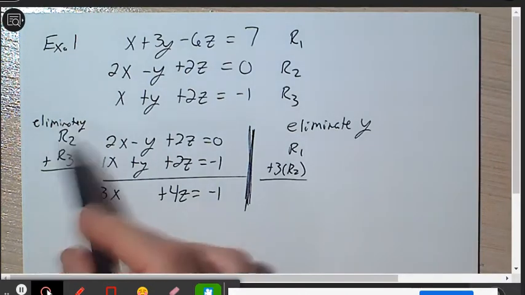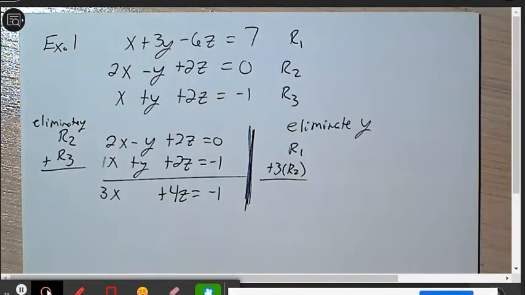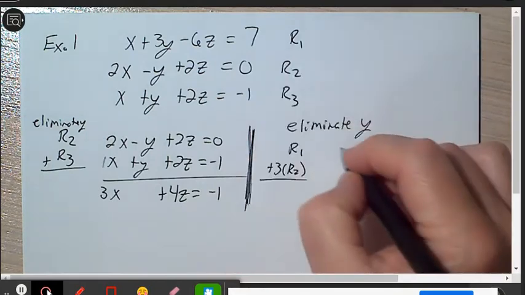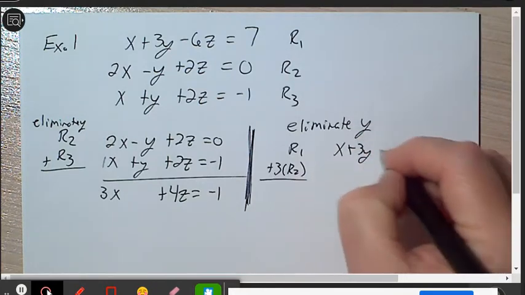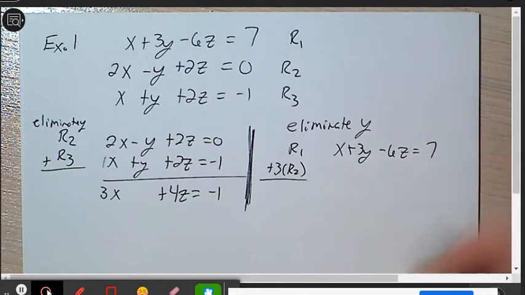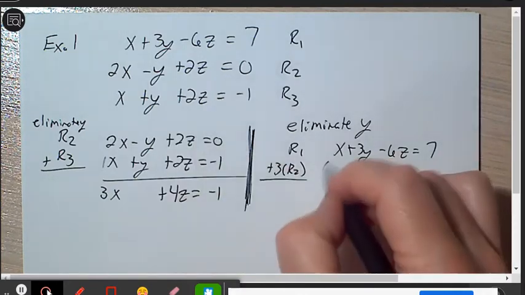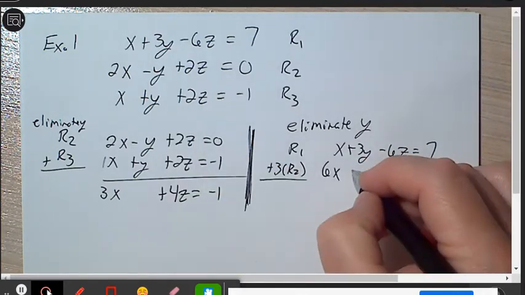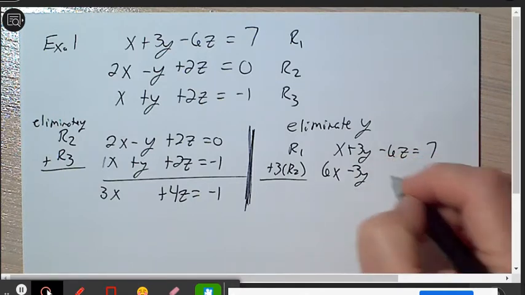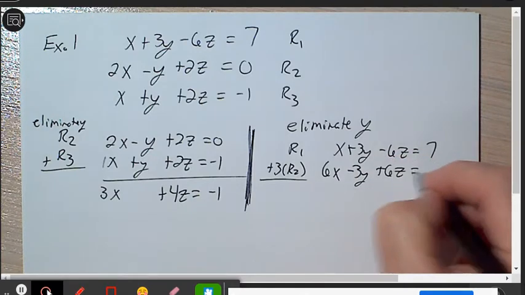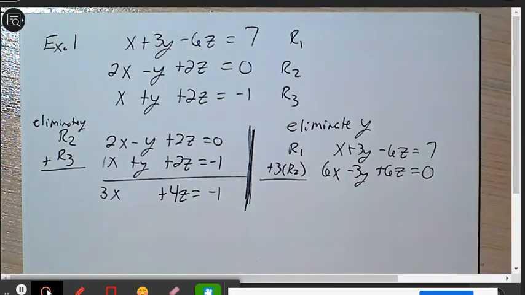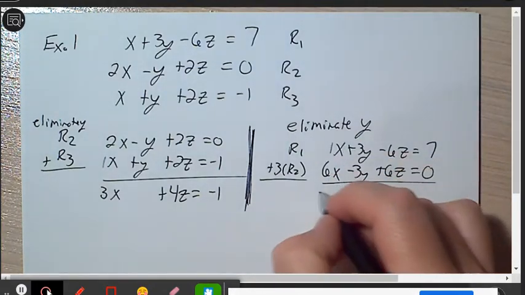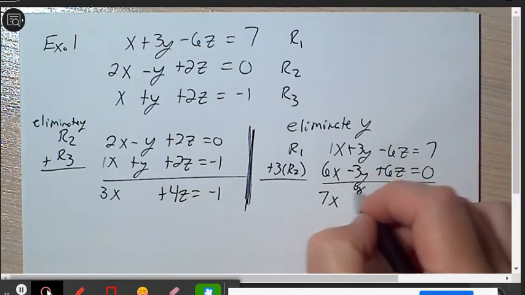Okay, so here's where we eliminated the y the first time. Here's where we're going to eliminate y again. So we're going to take row 1 and we're going to do 3 times row 2 to make that 6x minus 3y plus 6z equals still 0. Okay, and again, don't forget there's a 1 there. So we've got 1x plus 6x for 7x. That goes to 0y, and that's what we wanted. It's out.